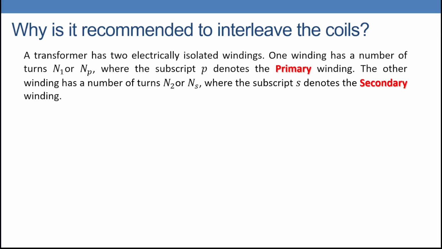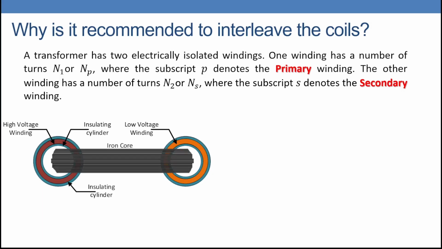The transformer consists of two windings. One of them, called the primary winding, has a number of turns N1 or NP. P stands for primary. And the other winding is a secondary winding, has a number of turns N2 or NS. S stands for secondary winding. So we can wind that one, as we can see here. For example, I'm assuming that the primary is the high voltage and the secondary is the low voltage. So the primary will be on the left side and the secondary will be on the right side. So that one is not accepted.